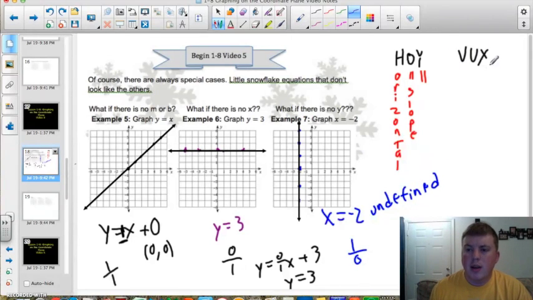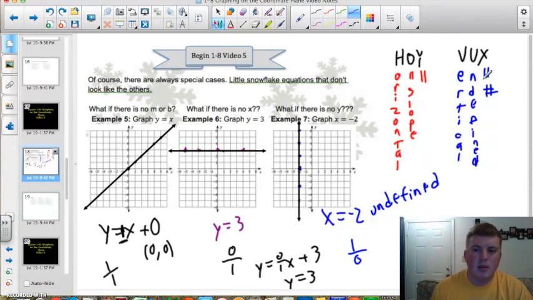And that's going to bring us to the second part of the memory trick, the VUX. If we have V, that's going to stand for vertical line. We're always going to have an undefined slope. And it's going to be an equation of the form x equals some number. So anytime you see x equals a number and there's no y, it's always going to be a vertical line. Anytime you see y equals a number and there's no x, it's going to be a horizontal line.